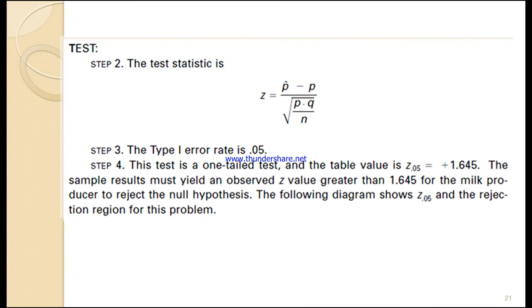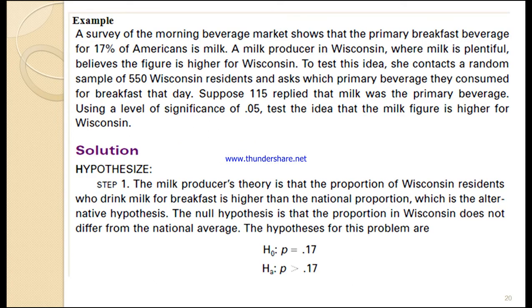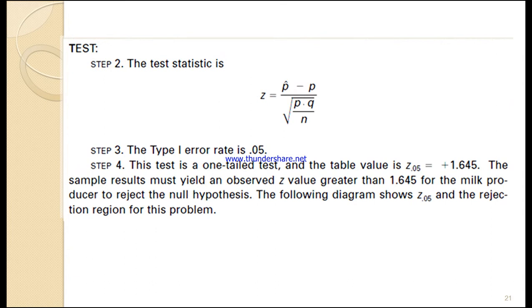At step number 2, we need to identify the test statistic. Therefore, in order to test a hypothesis about a population proportion where n times p and n times q are greater than 5, the Z statistic is used here, and we use this formula in order to obtain the observed or calculated z value. Step number 3 is identifying the type 1 error rate or level of significance.